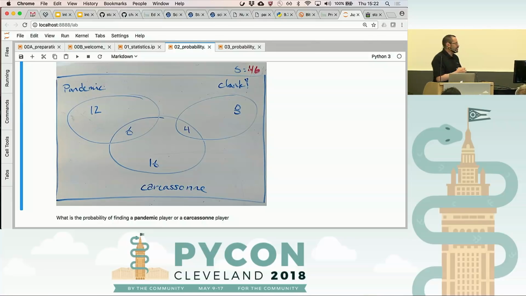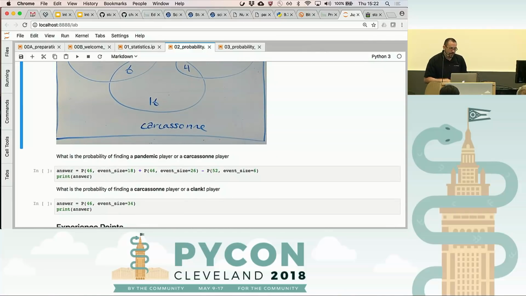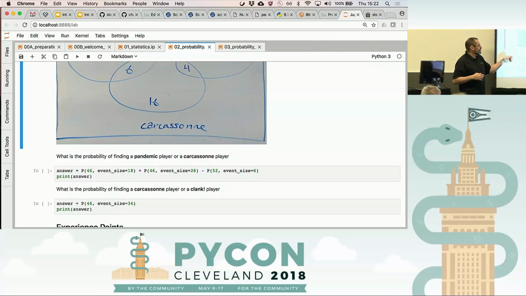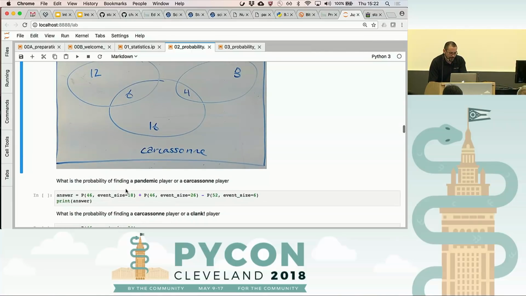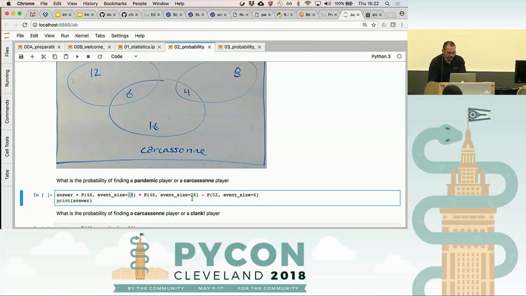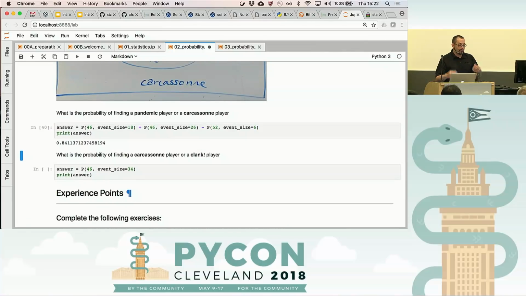Pandemic folks, there's 18 of them. There are 12 clankers, but some of them play more than one game. All right. So what is the probability of finding a Pandemic player in my board gaming group who is also a Carcassonne player? Well, there's 18 of the Pandemicers. There's 26 Carcassonners. And then there's this nice little overlap of 6. We do the math. And about 86% of my board gamers play those 2 games.